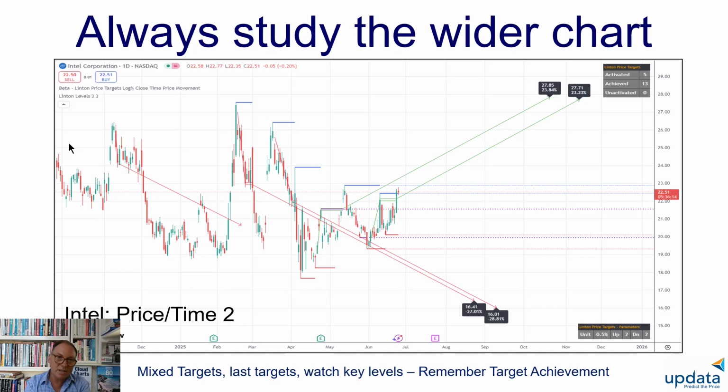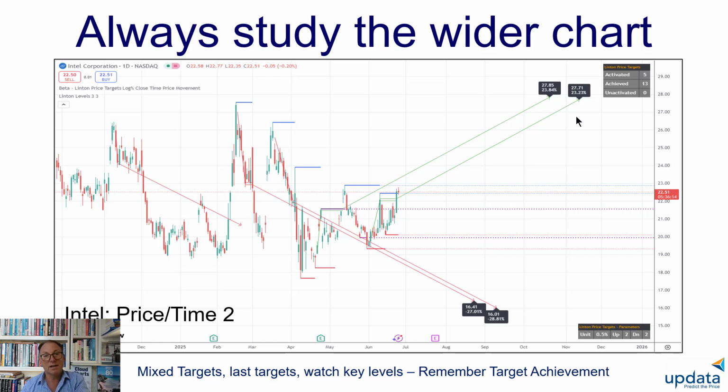And always study the wider chart. How well have the targets worked in the past? And remember the idea of targets being achieved or not being achieved historically. So here we see an example of a downside target more than achieved. Here we're seeing a mixed picture. So it just makes it a little bit harder to say which way we're going to go.